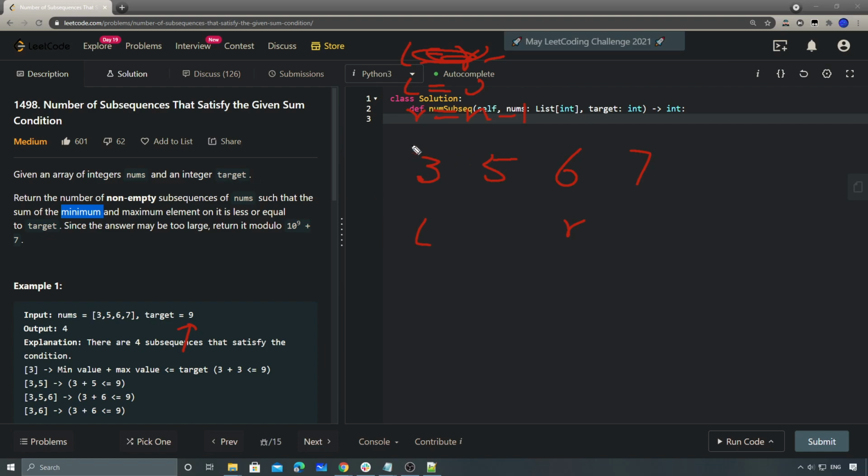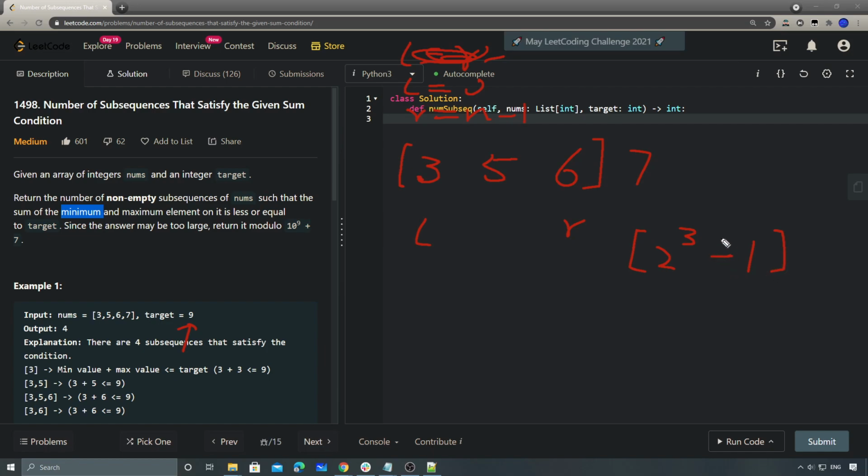Which means that with this kind of numbers, we can get some subsequences out of this, right? But what's going to be the strategy? Ideally, I think you all know that the total number of subsequences with 3 numbers is 2 to the power of 3 minus 1, right? I mean, this is the non-empty subsequences.